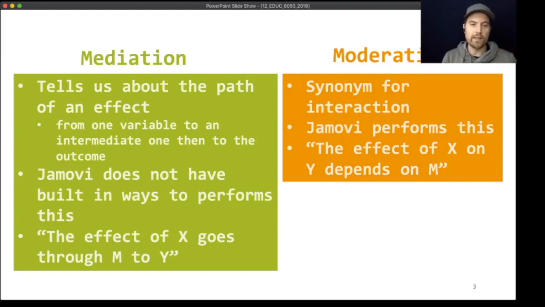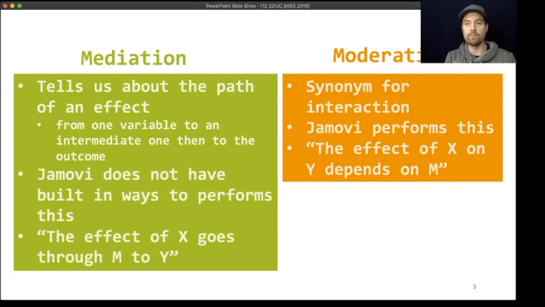Jamovi doesn't currently support this with the built-in stuff, but there's ways to work around that. If you're interested in mediation more, we can talk about that. For this class, we're just going to introduce what it means. One way of interpreting the mediation is that the effect of x goes through m to y. In essence, x affects y because it affects m.